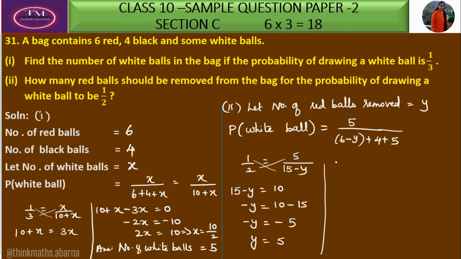Therefore, the number of red balls removed is equal to 5. So 5 balls ought to be removed so that the probability of a white ball is 1 by 2. This is the answer for the second part.